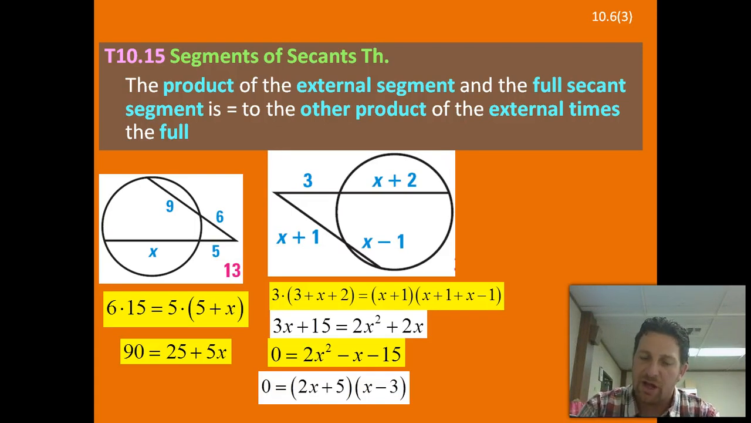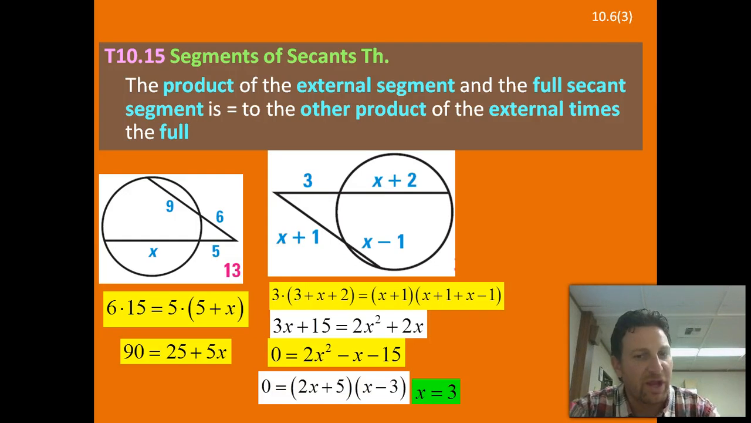So if I was to set it up as x minus 3 equals 0 and 2x plus 5 equals 0, we get two possible answers of negative 5 over 2 or positive 3, and we only want the positive distance here in algebra or in geometry, so we leave the answer as x equals 3.